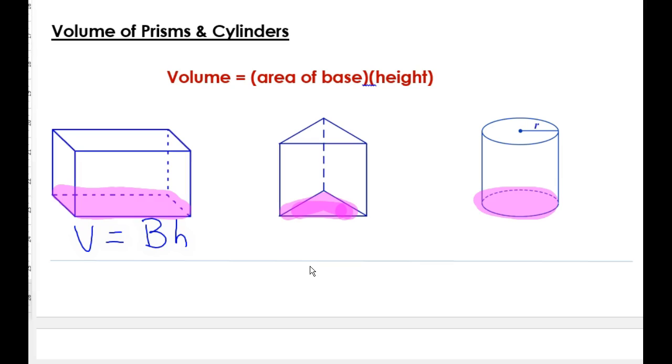Okay, so I'm not talking about the base of a triangle. I'm talking about the base of the entire prism itself. So how do I calculate the volume of a rectangular prism? Well, the base is a rectangle. How do I find the area of that base? Well, it's length times width, times height. And so there's a condensed formula, and that's where we get the formula for the volume of a rectangular prism.